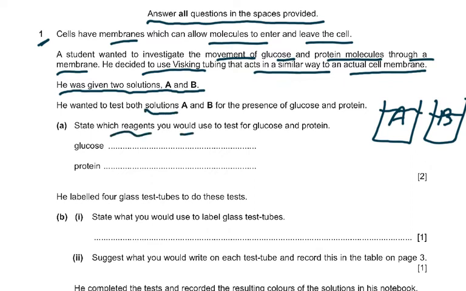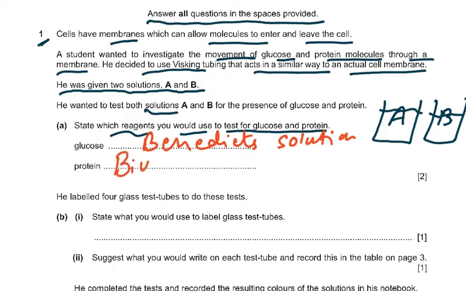State which reagents you would use to test for glucose and protein. For the test for glucose, of course, nothing else but Benedict's solution. But if you knew that, only then could you write it. So Benedict's solution, Benedict's reagent or Benedict's. The only thing that was important was Benedict's. And for protein, you used biuret reagent. So this is all you had to write, and you got your 2 marks for that.